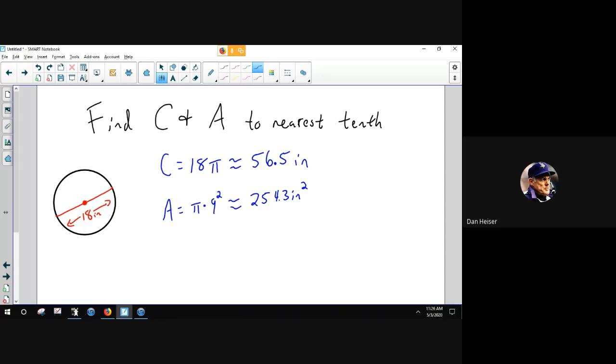Some calculators have a pi button, and if you use that, it's fine. It usually will give you answers that are very similar. So if I use the pi button instead of 3.14, I get the same answer for the first one, and I get a different answer for the second one. For the second one, I get 254.5 square inches. So sometimes the pi button gives you a slightly different answer.